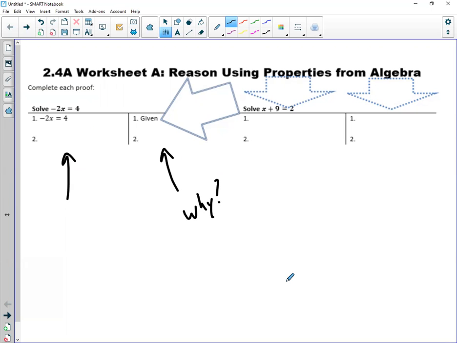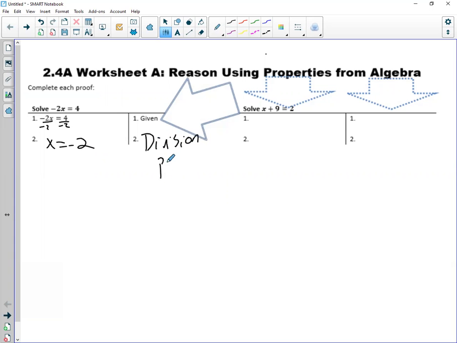Okay? So if you were to solve this first equation, how would you solve negative 2x equals 4? You would divide by negative 2, right? So we would divide by negative 2. Then I would end up with x equals negative 2, right? Now, what was the reason? How did we solve that? What did we do? We divided. So this would actually be called the division property. Did I use it last year? You did.